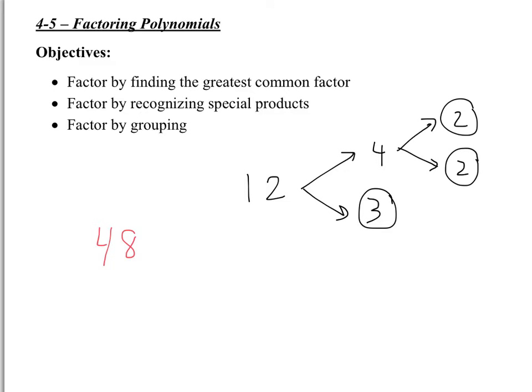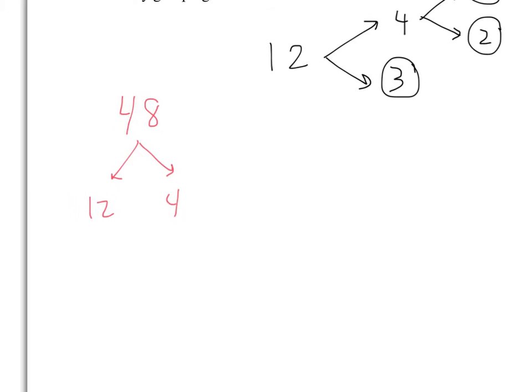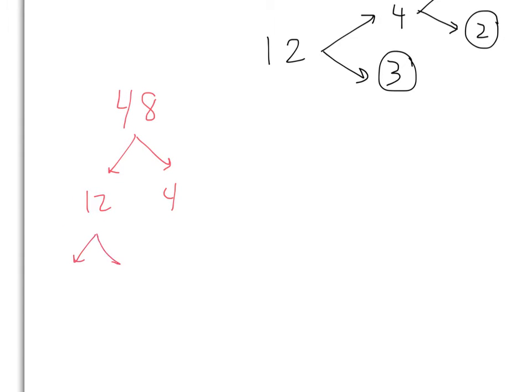Somebody want to respond with the way they did it? What do you got, Paul? I broke it into 12 and 4. And then 12 went to 4 and 3, and then I broke the 4 into 2 times 2, and then I broke the other 4 into 2 times 2.